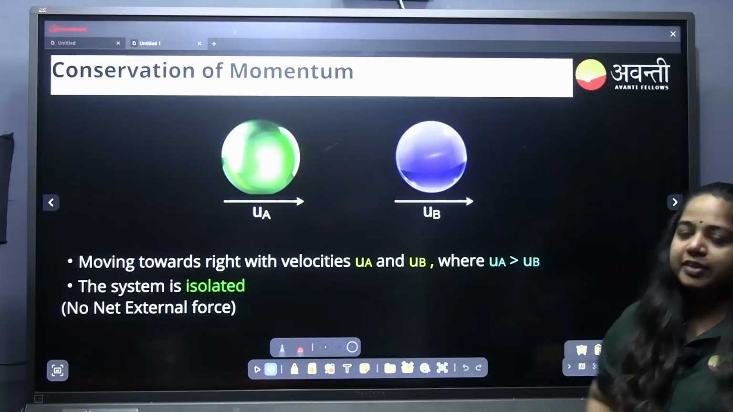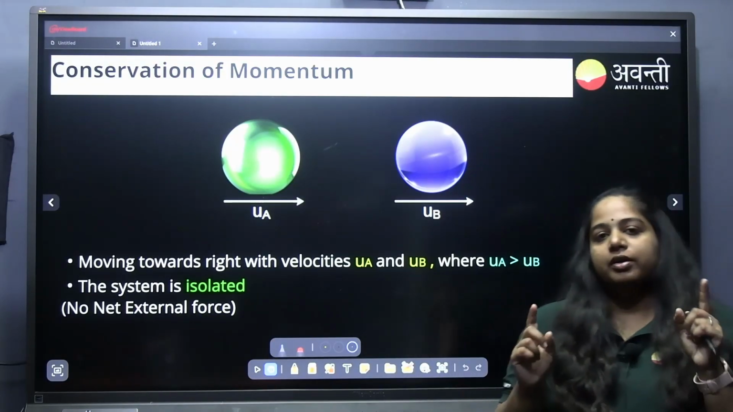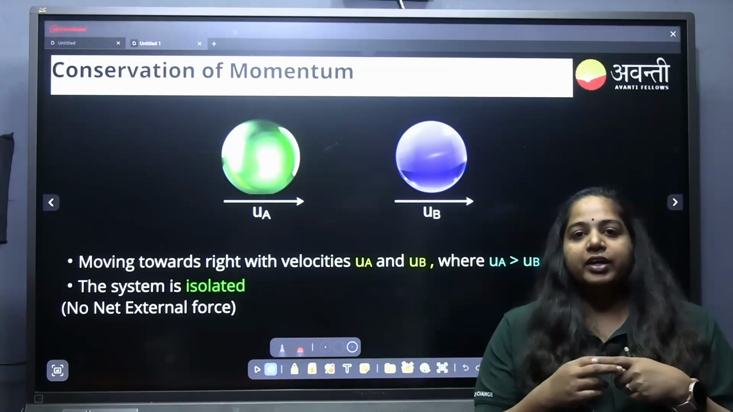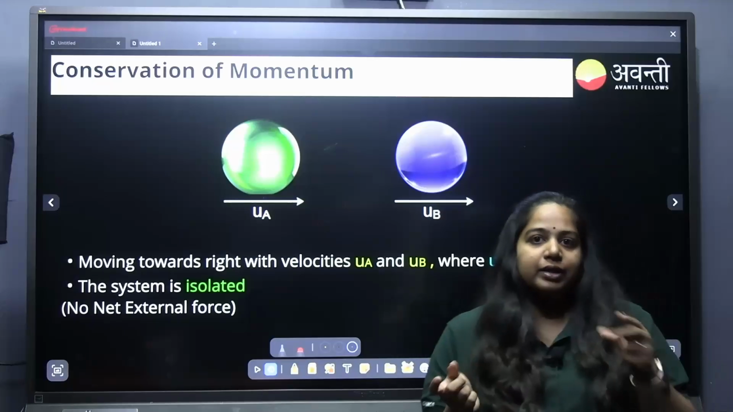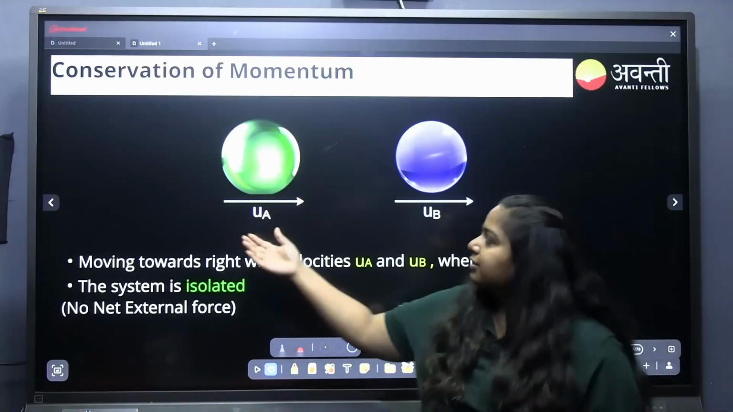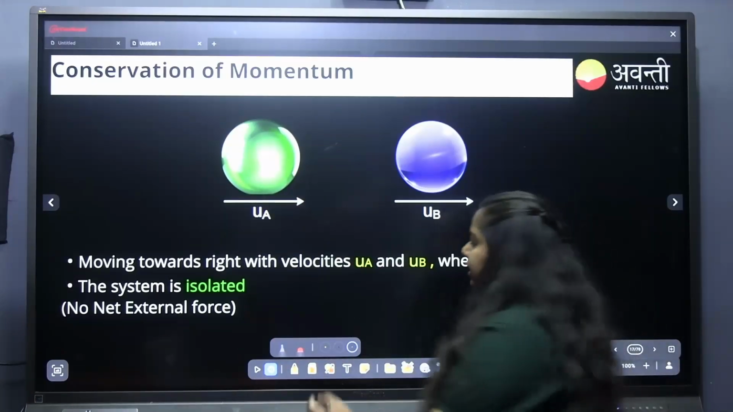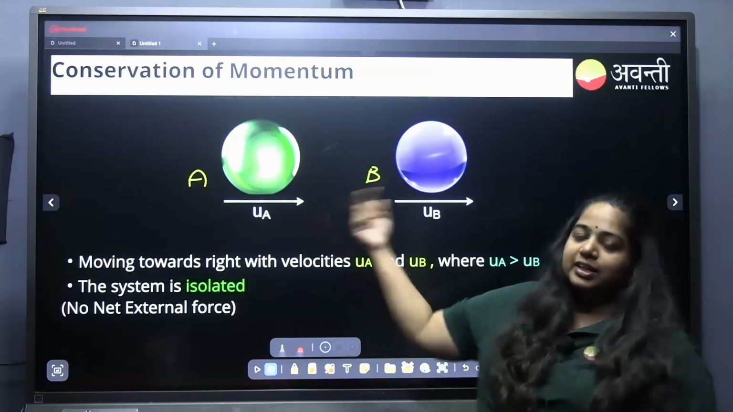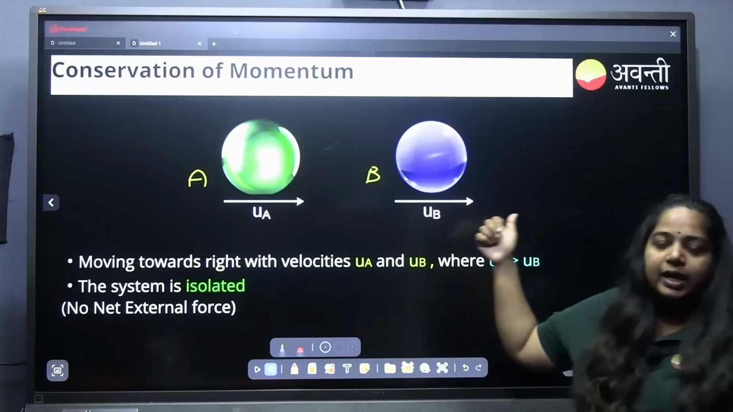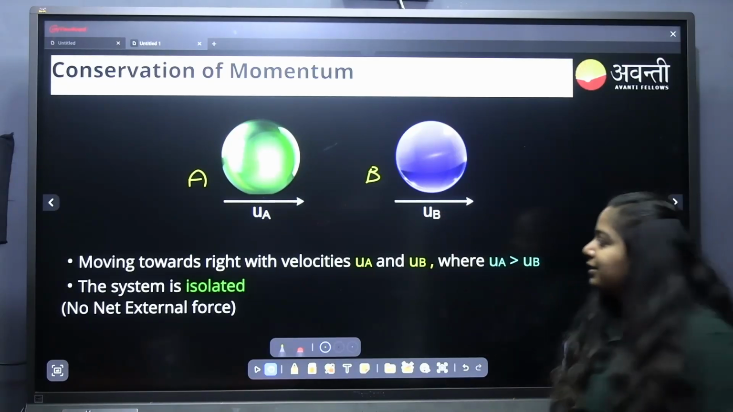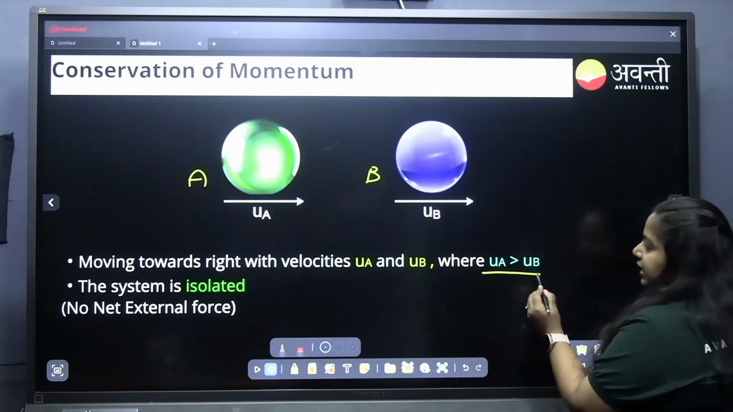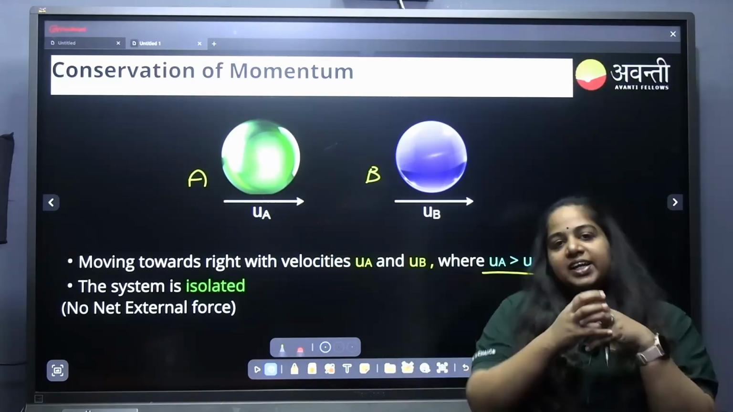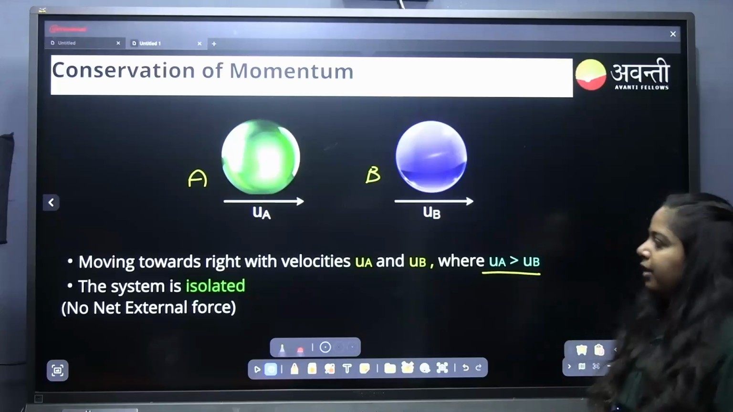Next is conservation of momentum. If momentum is changing, we know force is there. But what if there are multiple particles in our system? For example, take this. This is object A and this is object B. Both are moving with initial velocities UA, UB in positive x direction. But it is given that UA is greater than UB, which means A is moving faster. So what will happen? A will hit B in some time, right?